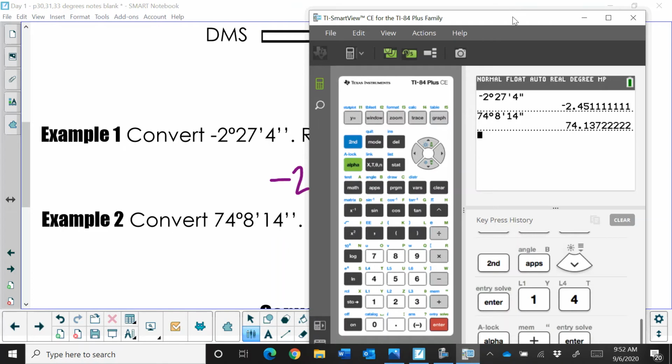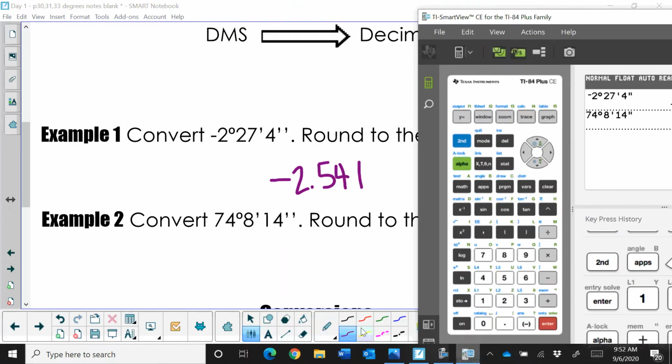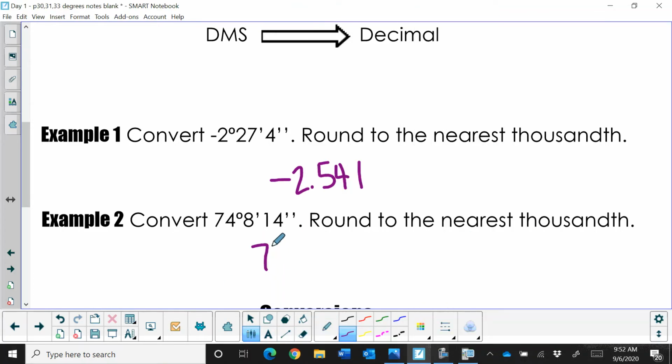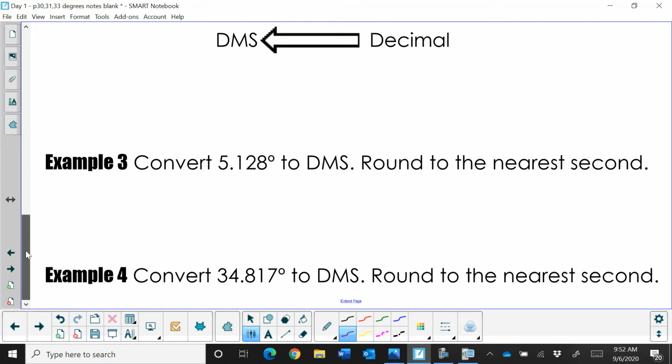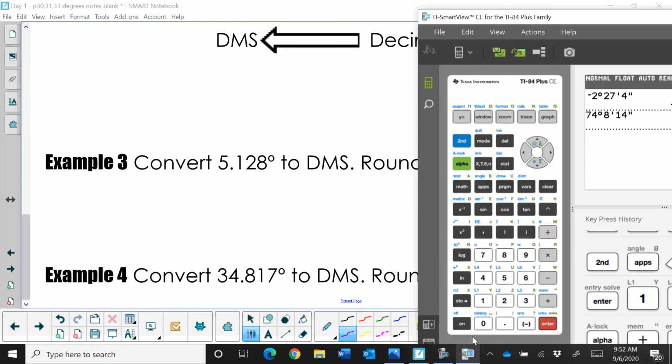So 74.137 is our final answer, rounded to the thousandths, and that is a decimal degree. Okay, now let's go the other way. Let's start with the decimal and convert it to degrees, minutes, and seconds.